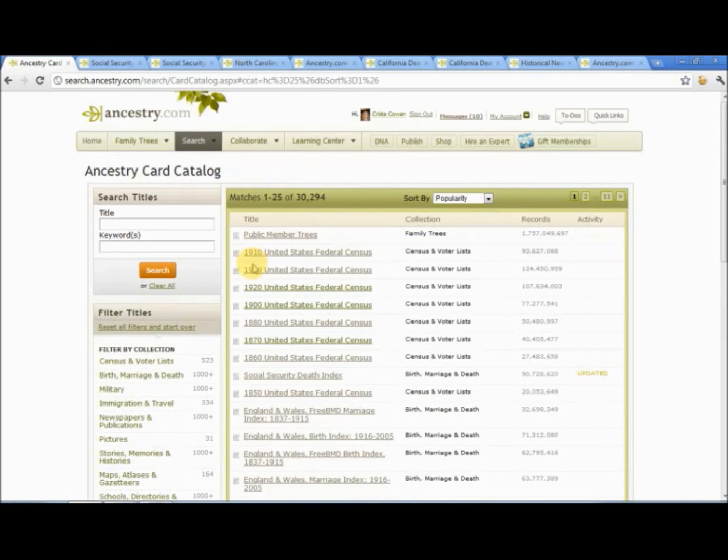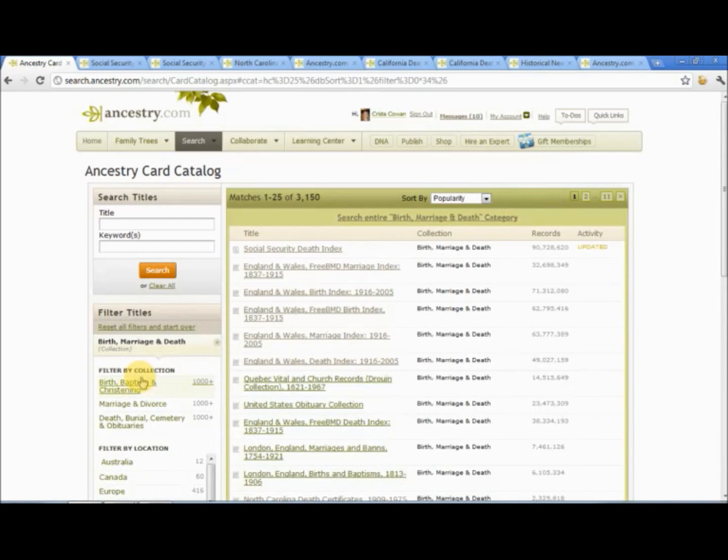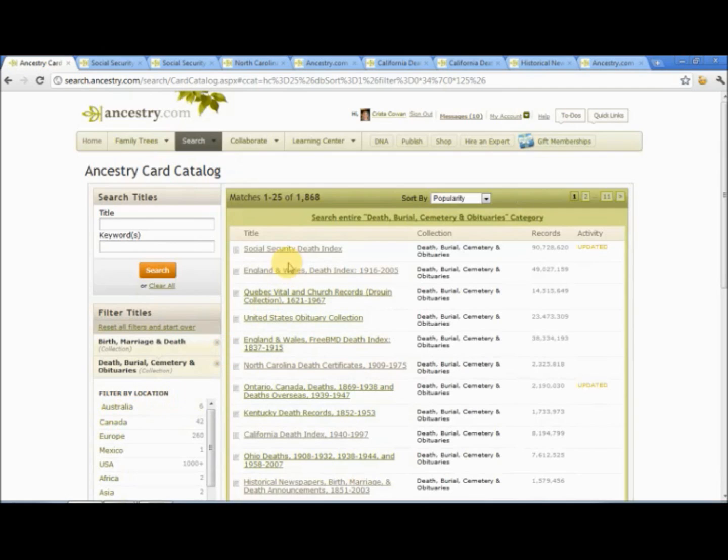To find the death records, just click on this little birth, marriage, and death link over here. You'll notice it drops down to 3,100 databases. Then click on death just to get the death records that we have available. That gives you about 1,800 databases to look through, which still seems a little much.